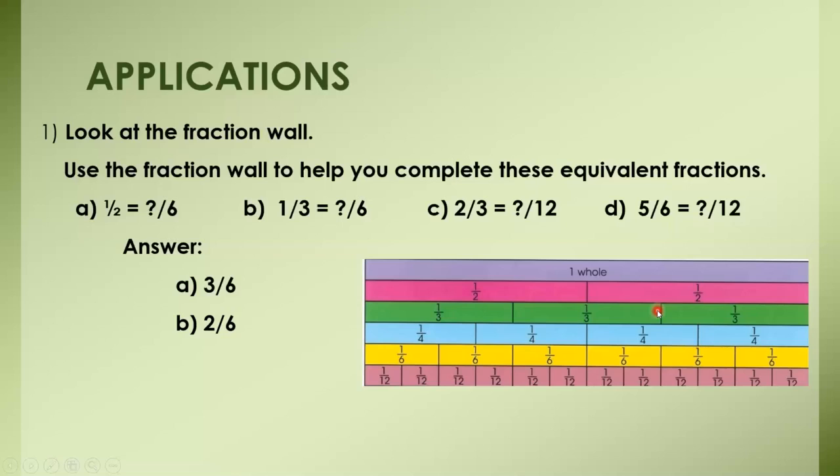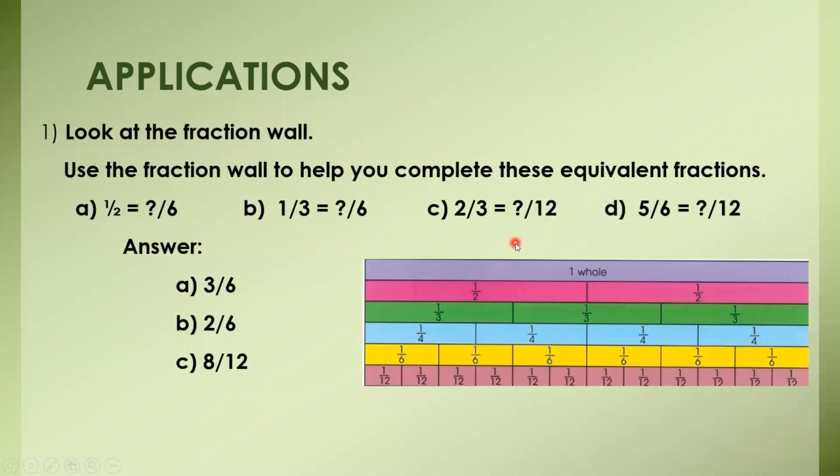Okay. Now we need to find the equivalent fraction for 2 by 3 in terms of 12. So this is the fraction wall. From where to where do we need to find out? From this end to this end. So from here to here, how many 1 by 12 are here? 1, 2, 3, 4, 5, 6, 7, 8. So that is 8 by 12. Feels easy now?